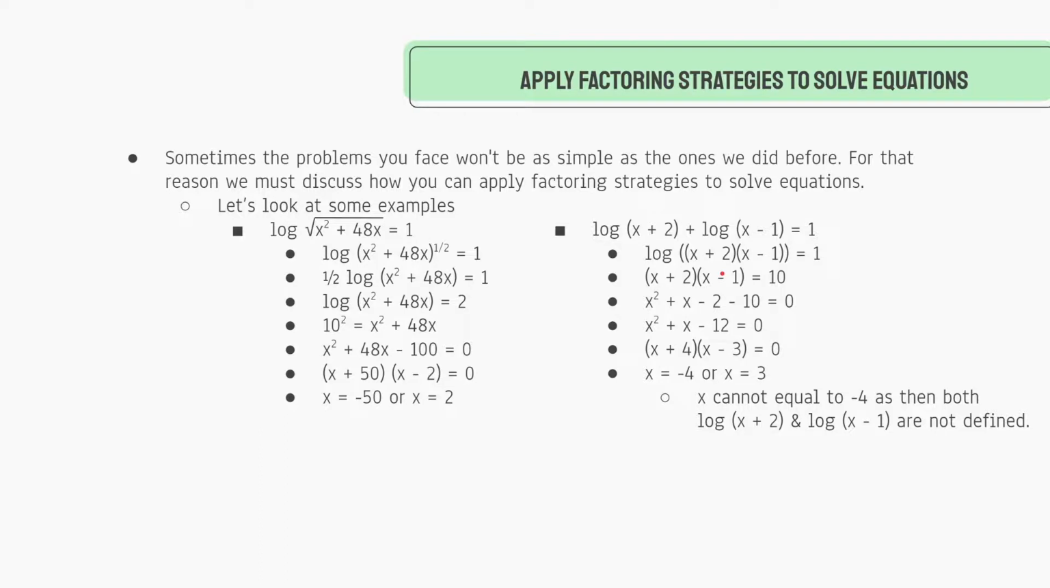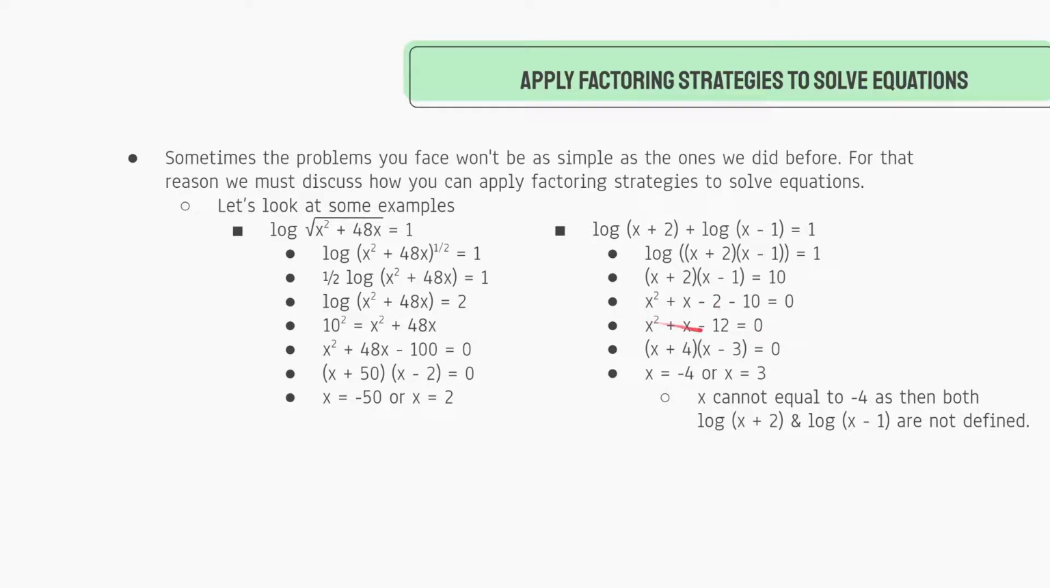Again, this one is even easier. If we write this in exponential form, we would have base 10 to the power of 1 equals what's within the brackets. That's what we get here. Remember, anything to the power of 1 is itself, so I didn't bother writing the 1. From here, I opened the brackets and moved the 10 to the other side. So we get x squared plus x minus 2 minus 10 equals 0. Collecting like terms, which is the -2 and the -10, we get x squared plus x minus 12 equals 0.